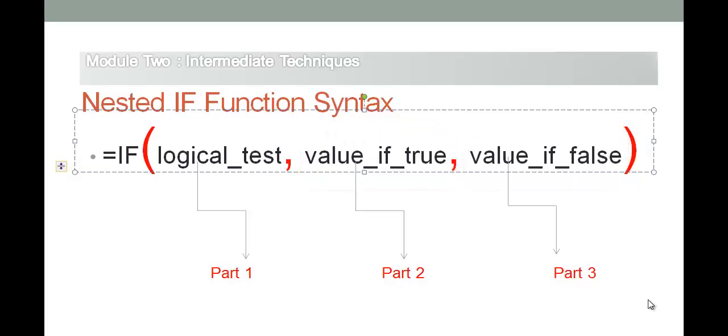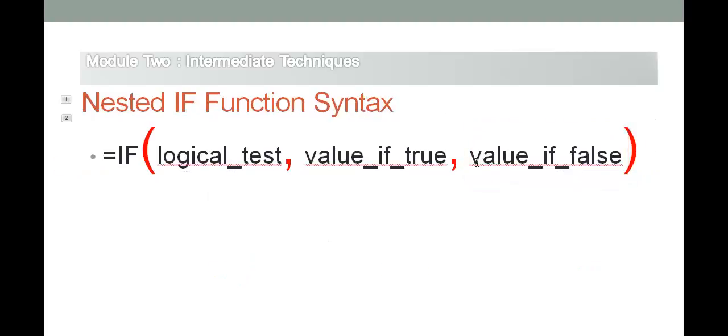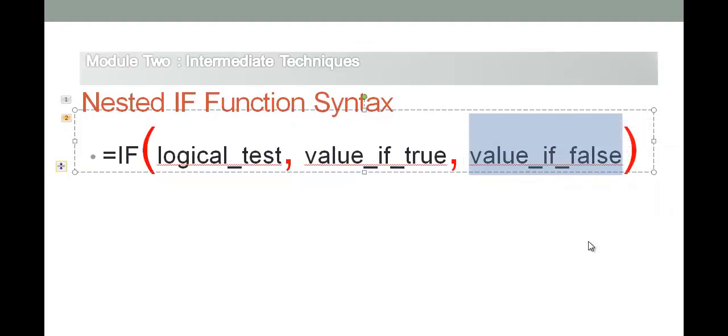But if you have more possibilities and more outcomes, you need to nest multiple IF functions within one formula. That means to put one IF function inside another to test multiple criteria and increase the number of possible outcomes. That can be done by replacing the false value with another IF function to make a further test. Let's do that, replacing this with another IF function.